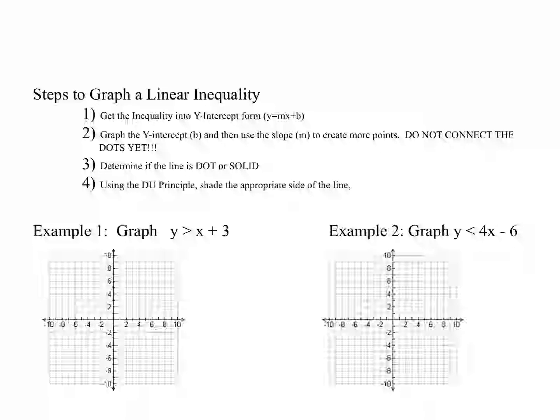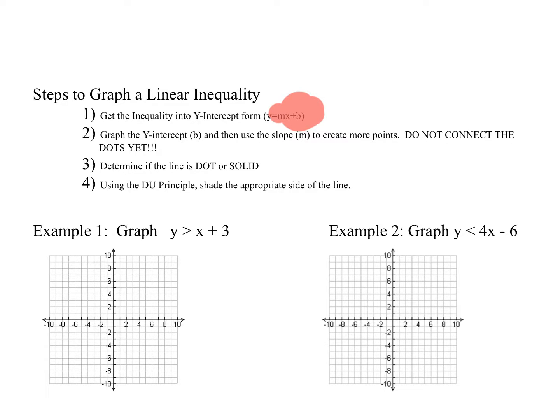Then from there we graph the y-intercept, which is the b, which is this guy right here. And then you use the slope, which is that m right there, to create more points, and you don't connect the dots. Determine if the line's dotted or solid, and then using the duh principle, shade the appropriate side of the line.